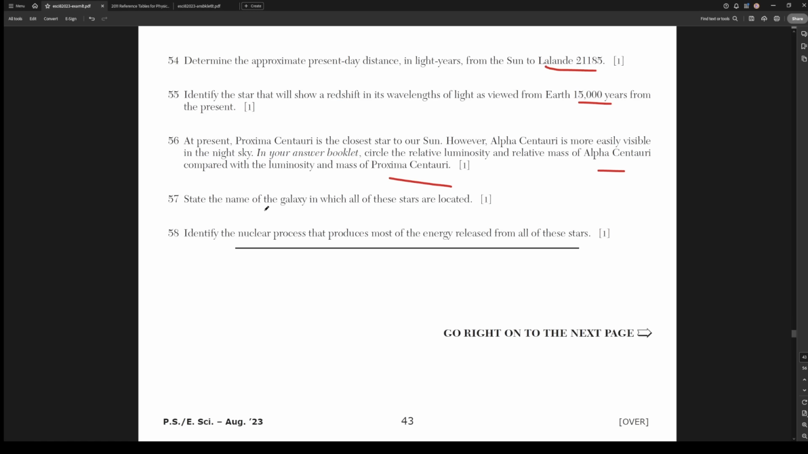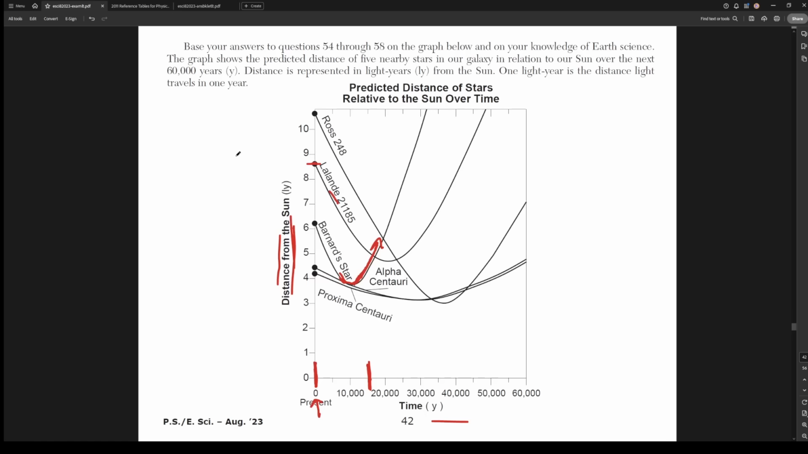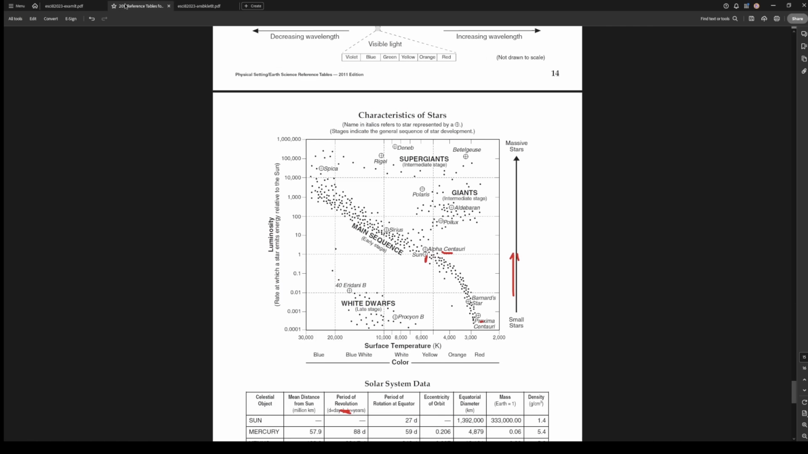57. State the name of the galaxy in which all these are located. Okay, it's our galaxy. Right? You don't need to memorize any galaxies except ours. Yeah, look. There it is. That's what I was looking for. Our galaxy. So, Milky Way.